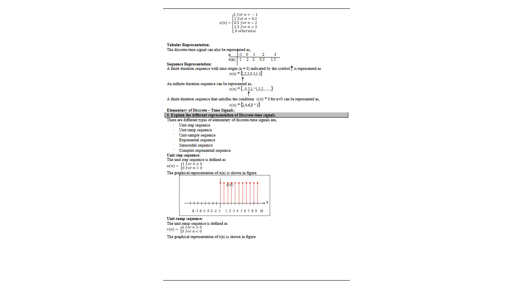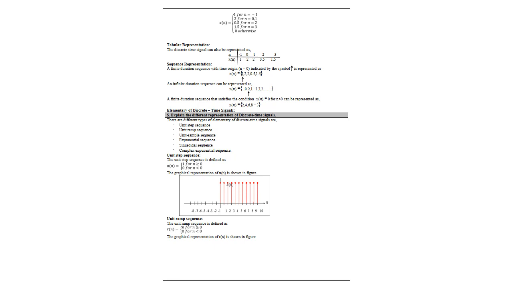So, unit step sequence. The unit step sequence is defined as u of n is equal to 1 for n greater than or equal to 0, and 0 for n less than 0. So the graphical representation of u of n is shown in the figure.